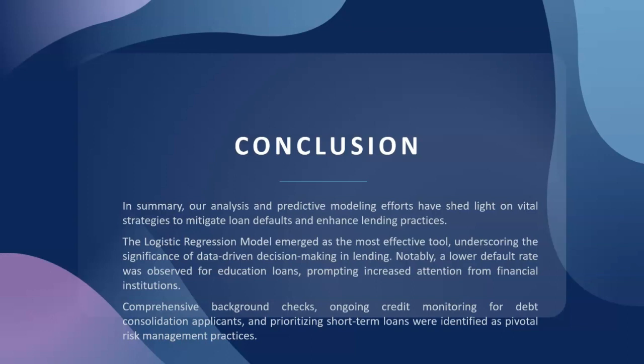Background checks, regular credit monitoring for debt consolidation applicants, and the prioritization of short-term loans were identified as essential risk management practices. Careful consideration of monthly installment amounts and maintaining reasonable interest rates are crucial to ensure borrowers can meet their obligations. Additionally, exploring insurance coverage opportunities for loan applicants in the event of their demise represents a potential avenue for risk mitigation and new business ventures.